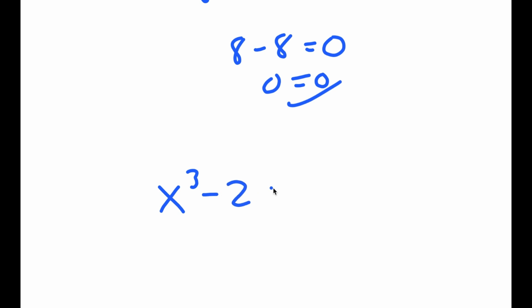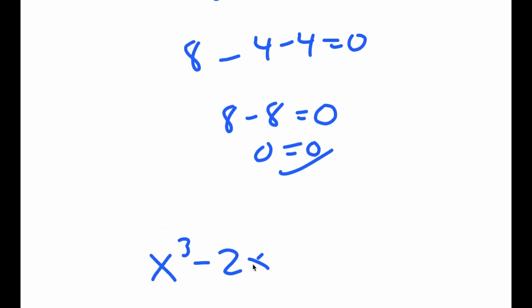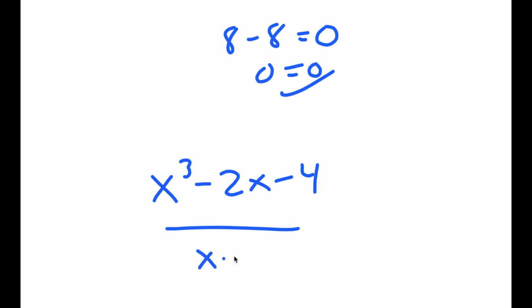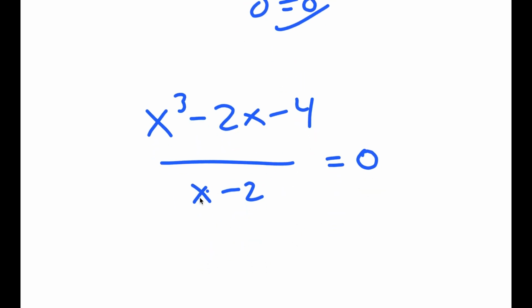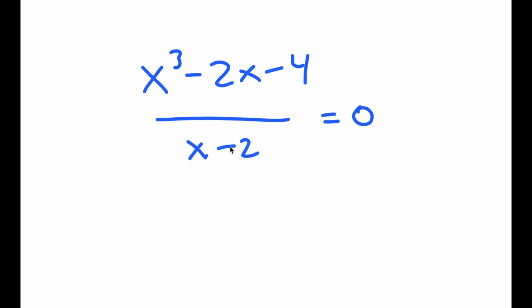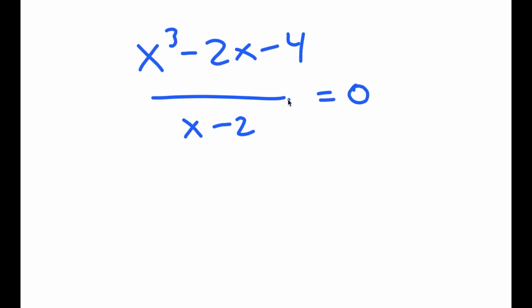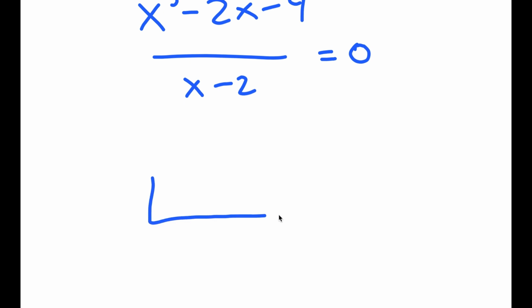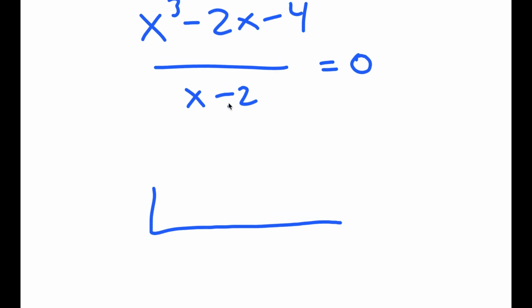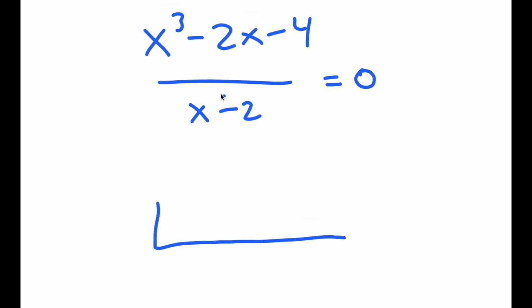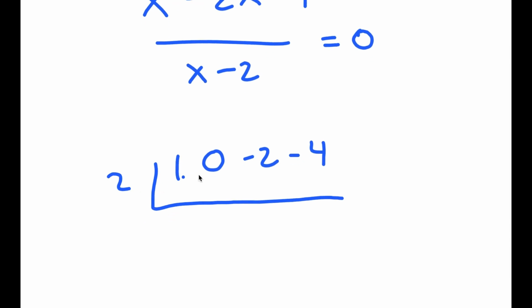meaning if x equals 2 is a solution to this, I'm going to divide this by x minus 2, because we already know that when x equals 2, and if I plug in 2 for x, I get 2 minus 2, which does equal 0. So if I divide this by x minus 2, I can get all my solutions. So to divide this, I'm going to use synthetic division. And if you don't know what synthetic division is, I recommend watching the video. But I have 1, 0, negative 2, and negative 4. And over here, I have 2.